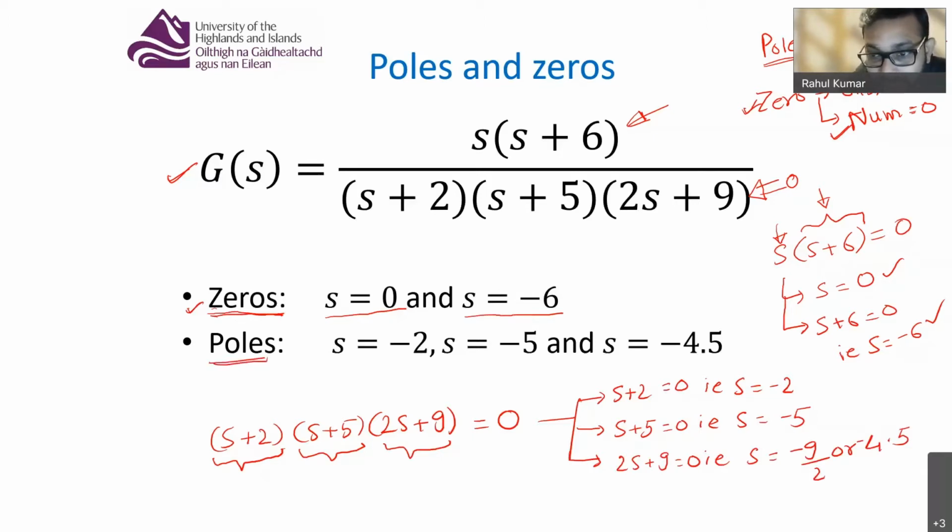Okay, so I have written down the values of the poles. I will have three poles. One will be at s equals minus 2, another one will be at s equals minus 5, and the third pole for the given transfer function will be at s equals minus 4.5. Okay, so like that we find the values of poles and zeros. The only things you have to remember are these.